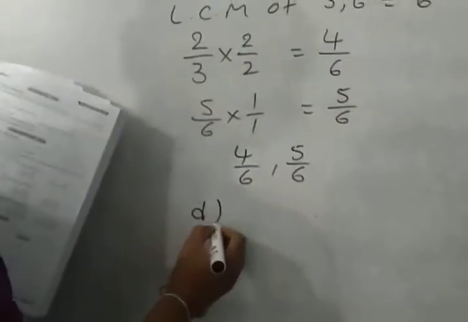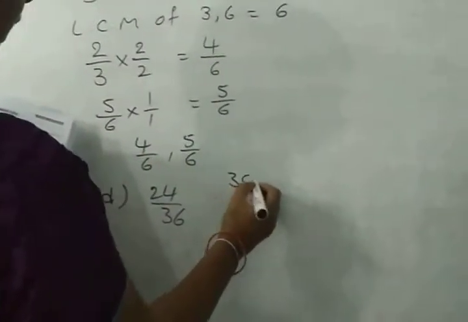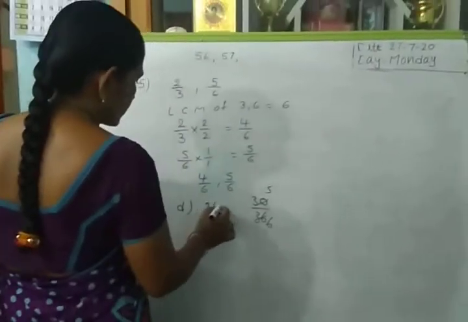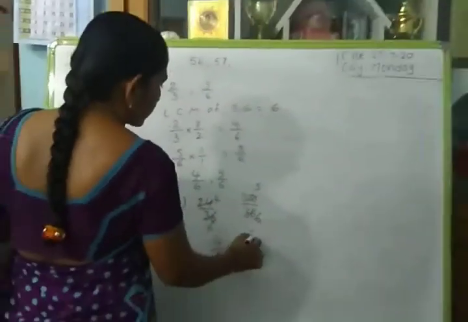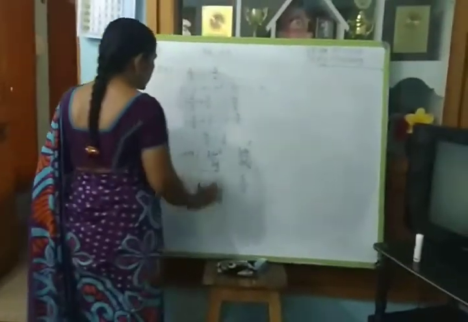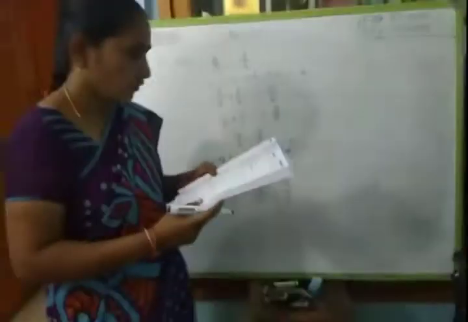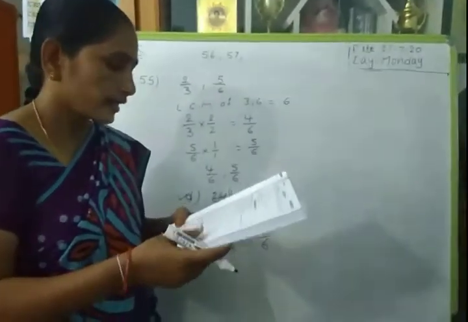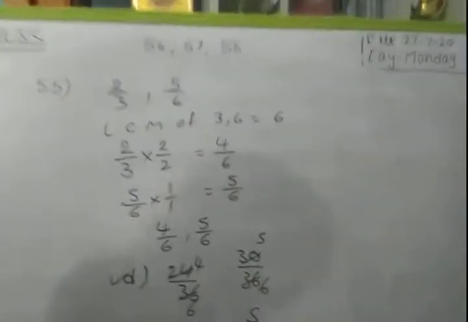Option D, observe here. 24 by 36, 30 by 36. If you simplify, 6 5s are 30, 6 6s are 36, 6 4s are 24, 6 6s are 36. So 4 by 6, 5 by 6. So option D is correct. Like this you convert for the 56th, 57th problem and 58th. Matching also you can do. All of you try matching.